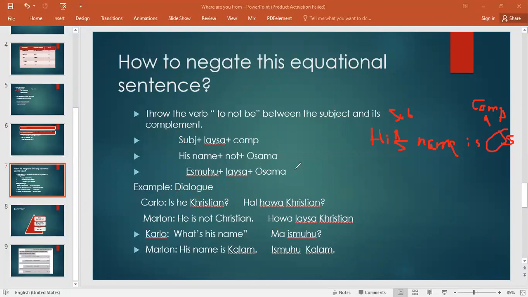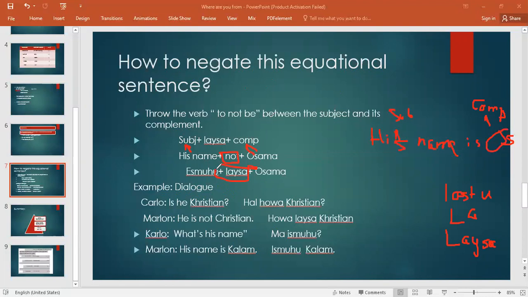In order to change it to the negative statement, we don't add lesto. As we said, we use lesto with Ana. We have la, which is no, and we now have laysa. So laysa is used to negate sentences that have a subject and a complement. We throw the verb "to not be" between the subject and its complement. For example, his name is the subject and the complement is Osama. So you throw the "not" between them, which means laysa. We put laysa between the subject and its complement.